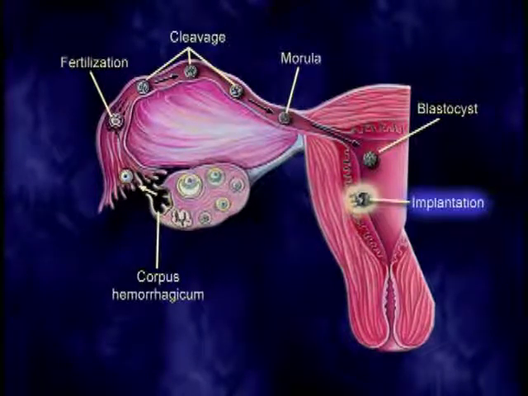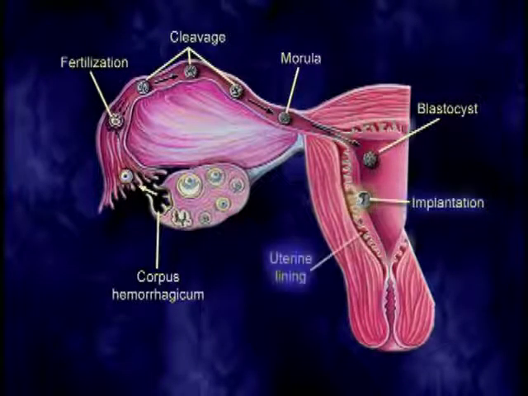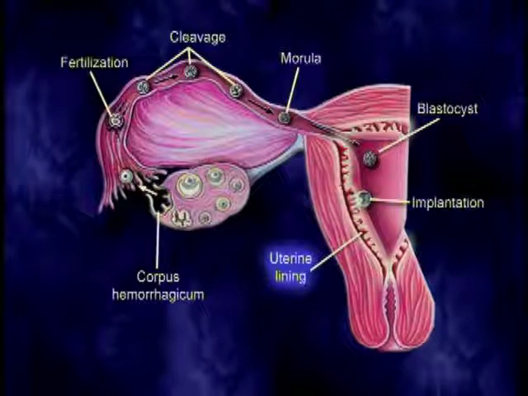If the uterine wall is not perfectly developed to accept it, then a spontaneous abortion will occur, and this will present itself as a normal menstrual cycle. The patient may never know that they were pregnant. They'll start bleeding a week or so after they've ovulated, and they'll think they just had an early period. That's called a missed abortion.